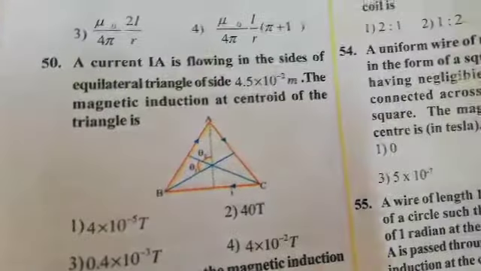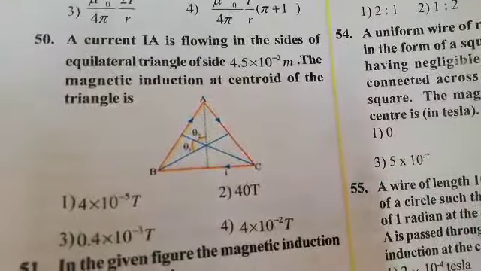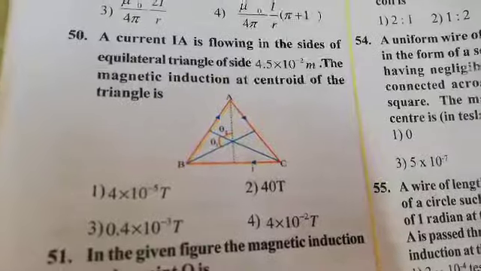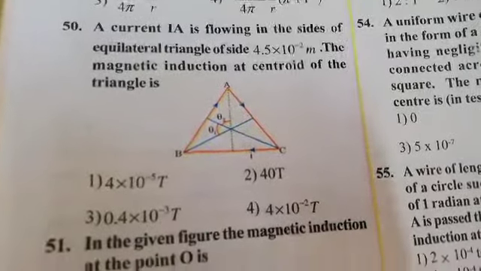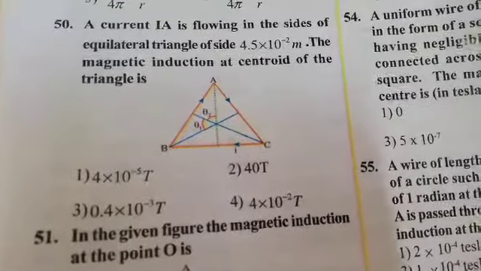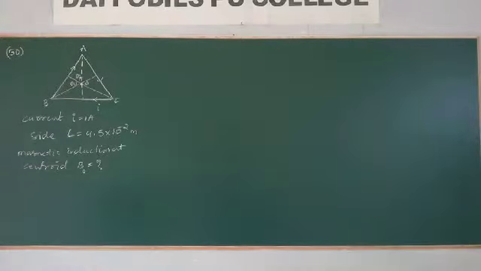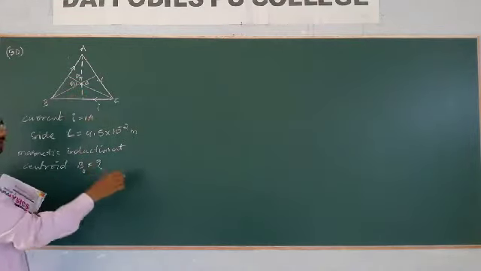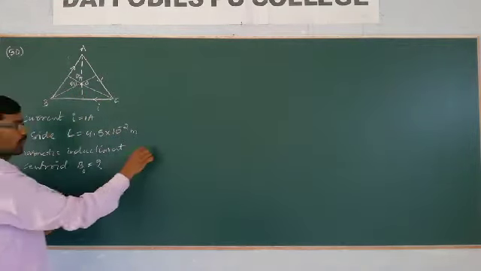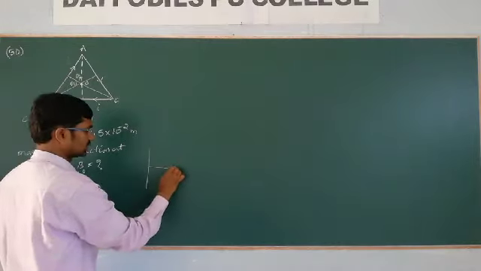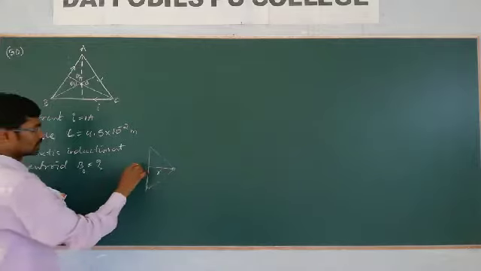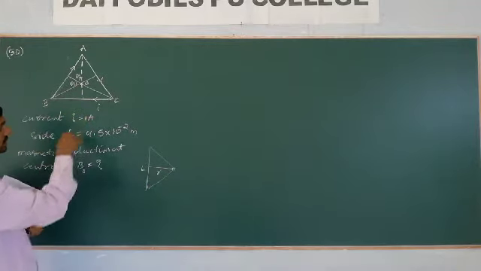Let us see the 50th one. A current of 1 ampere is flowing in the sides of an equilateral triangle of given side length. You need to find the magnetic induction at the centroid of the triangle. Okay, let us see that. Now we already know the magnetic field due to one wire. If it is R, and this is the length, the side length is given here.